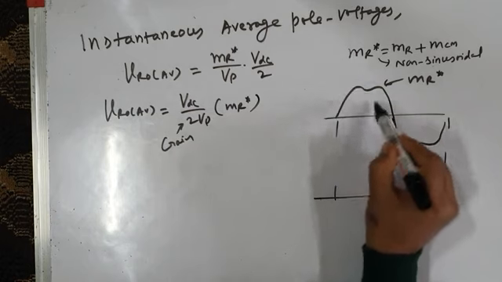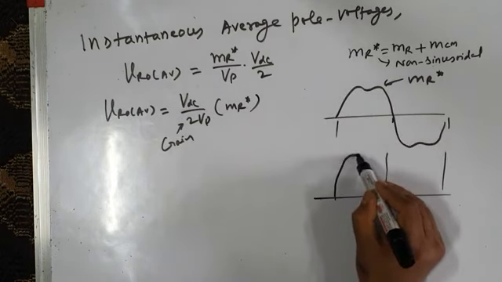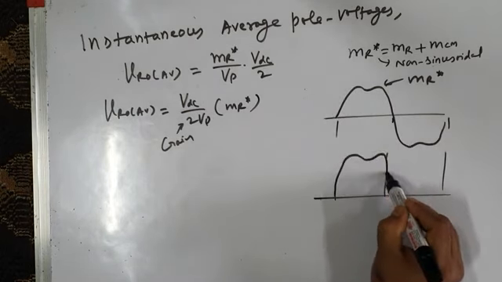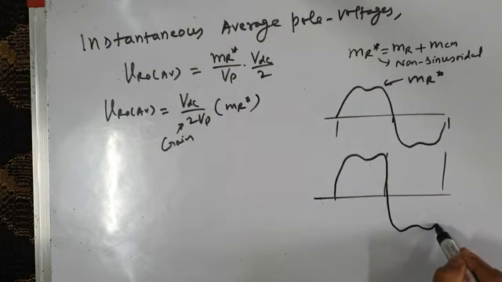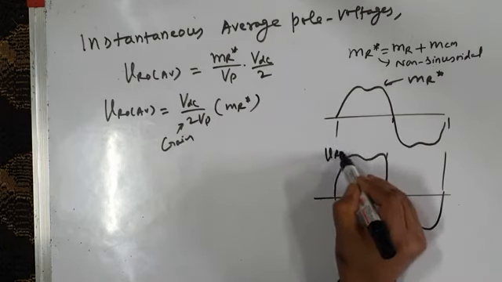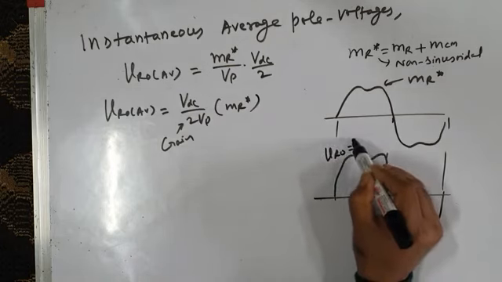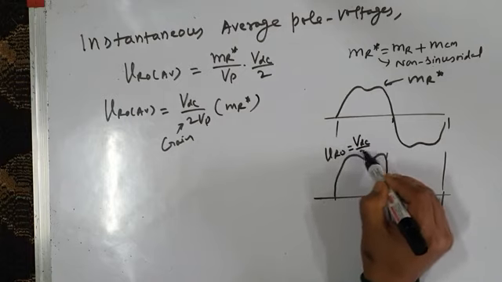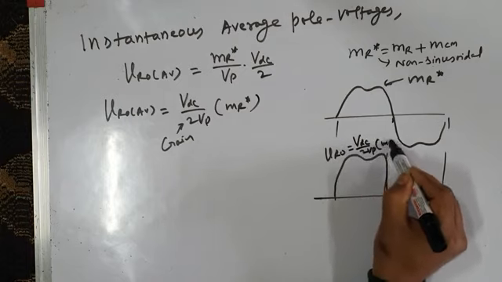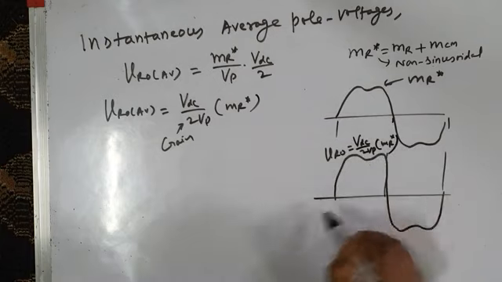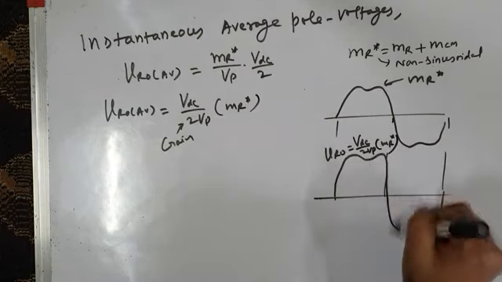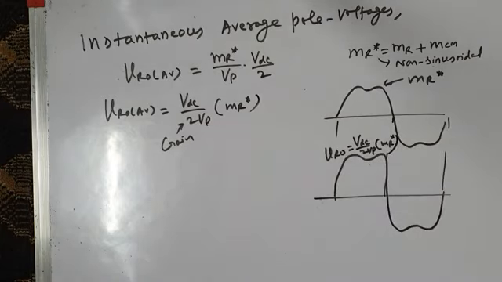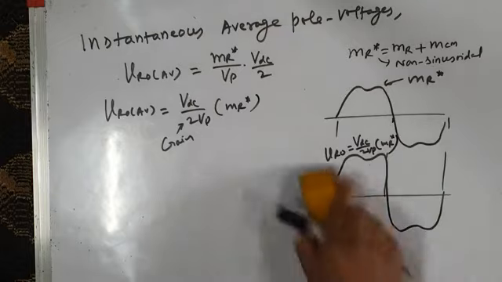And since your modulating wave is like this, your instantaneous average pole voltage VRO will also follow the same pattern. So it will also be same. And what is it? It is equal to VDC by 2 VP into MR star. So it is the scaled version of MR star. It will exactly follow the same pattern. Okay, so this is VRO.